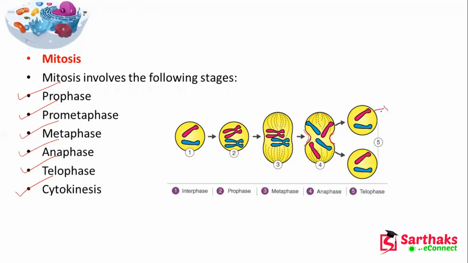Now these are the daughter cells, that is the telophase. The daughter cells will be reproduced. So this is the interphase, this one is the prophase, this one is the metaphase and anaphase, and then this is the telophase.